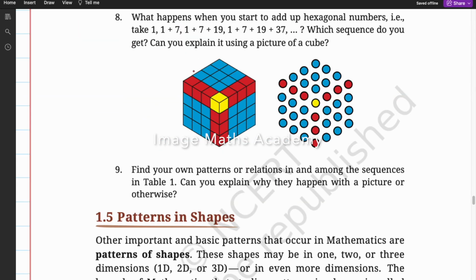Question number 8. What happens when you start to add up hexagonal numbers, that is 1, 1 plus 7, 1 plus 7 plus 19, 1 plus 7 plus 19 plus 37 and so on? Which sequence do you get? Can you explain it using a picture of a cube? So कौन सा sequence हमको मिलेगा and picture से हमको cube को explain करना है.